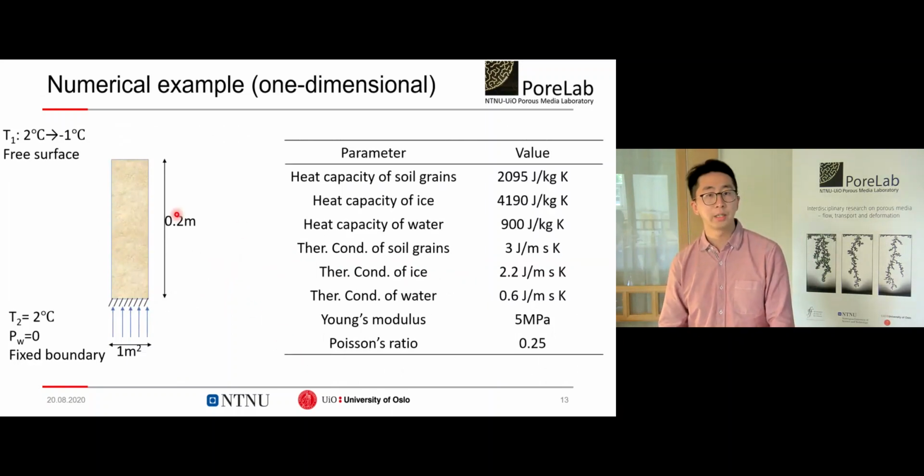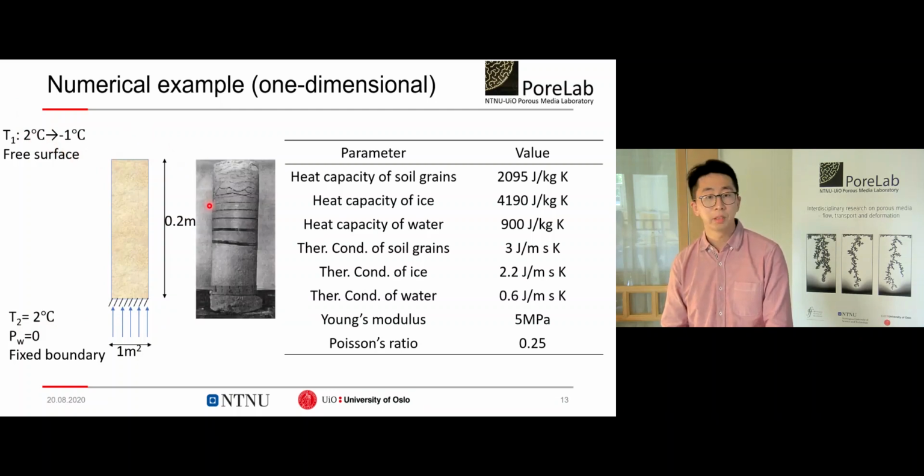Here is a one-dimensional example. This is our model domain. The cross-section is 1 square meter and the length is 0.2 meter. It has a fixed boundary and dry condition at the bottom and a free surface at the top. The temperature here is 2 degrees Celsius and the top temperature will vary from 2 to -1. And our aim is to get some results from this model, like this ice lens formation.